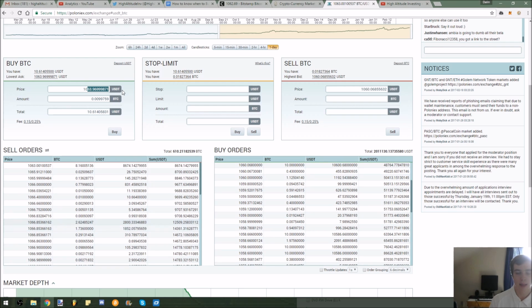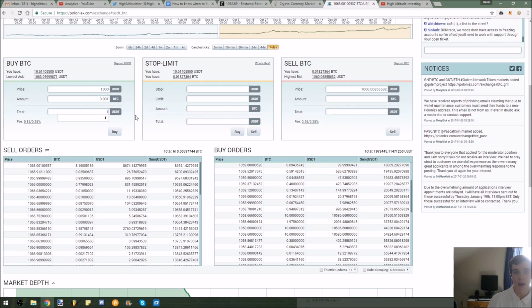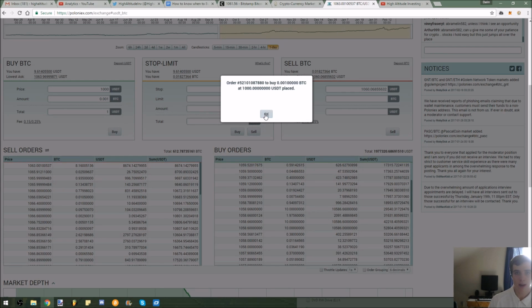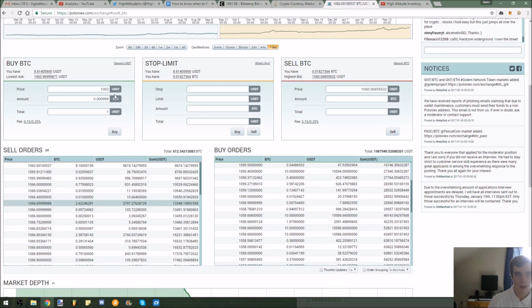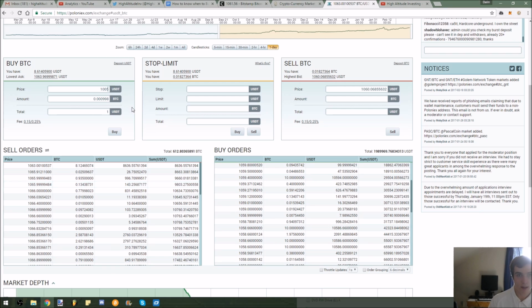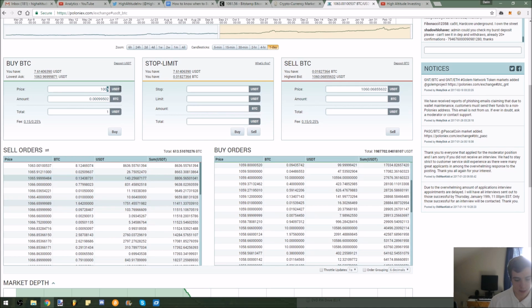At the price, I'm shooting for about $1,000. I want to give myself a little leeway, so I'm going to show you what I'm going to do here. I'm going to drop right to 1,000, and since I have $10, I'm going to split it up into tenths. So I'm going to put $1 to buy at 1,000. At 1,002, I'm going to put $1. At 1,005, I'm going to put $1. I'm just going up in increments.